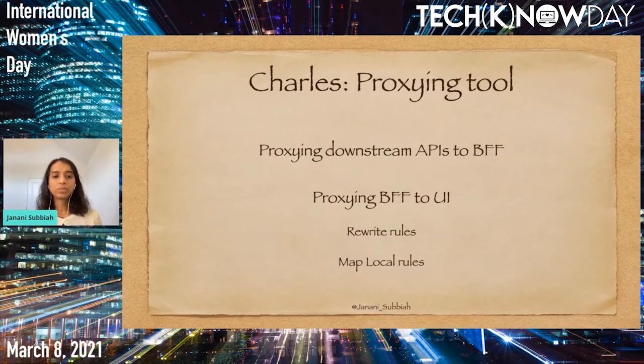So map local rules are especially very useful when you want to store JSON responses, assuming your project uses JSON as such, and you can have those responses passed back from Charles.